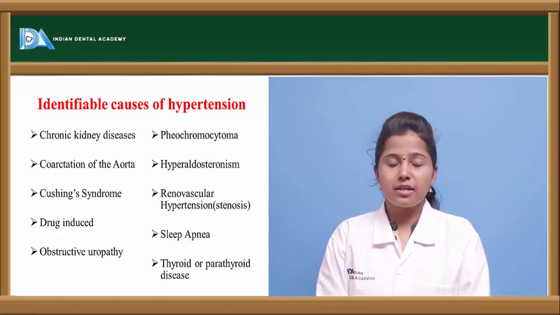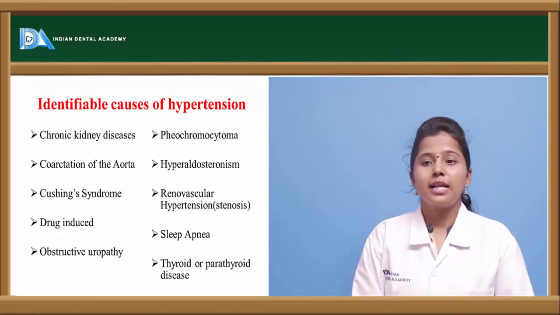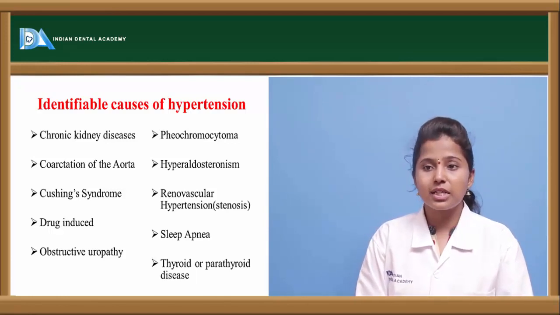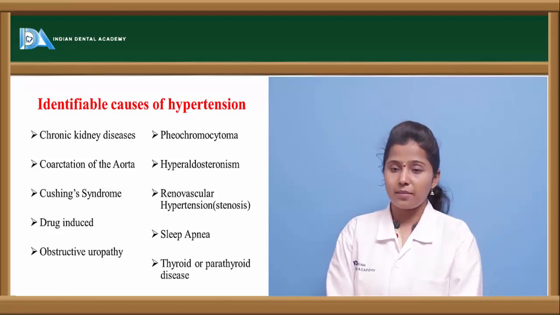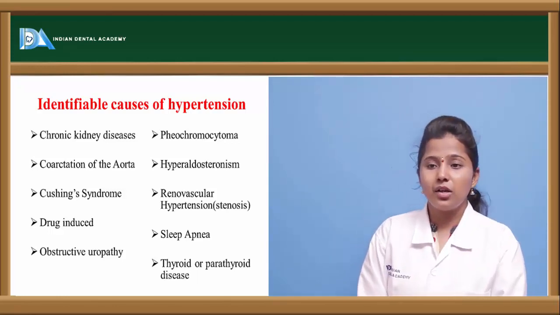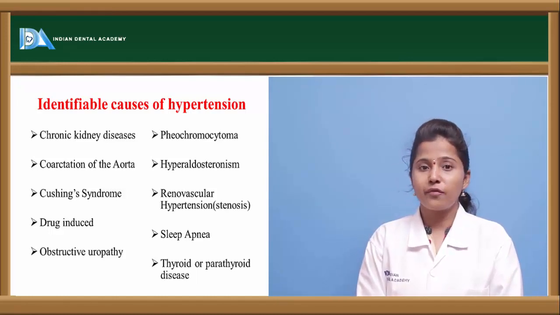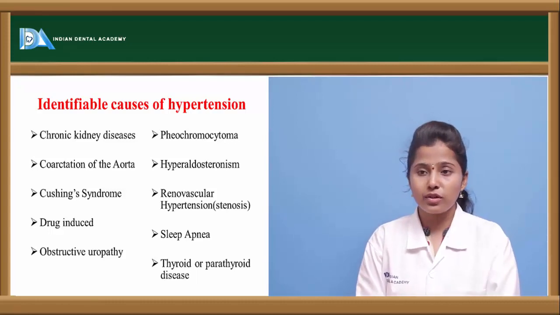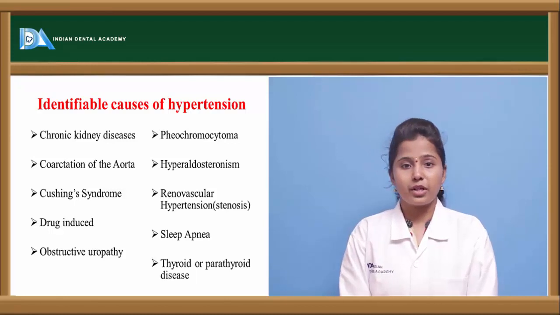And Cushing's syndrome. Cushing's syndrome is the case in which the hormones are increased. When the hormonal levels are increased, then definitely Cushing's syndrome will occur. Because of Cushing's syndrome also, hypertension can be caused. And drug induced. Hypertension may be a side effect of a few drugs. Because of drug induction also, hypertension can be caused.